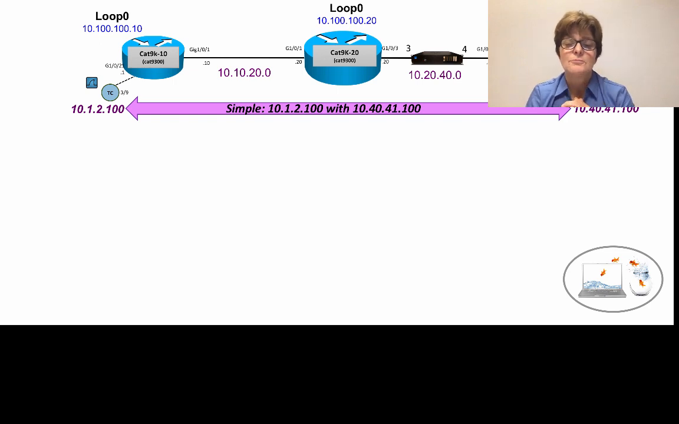If you also notice between Cat9K20 and Cat9K40, I have the Spirent Network Emulator. Cat9K20 goes out gigabit 103, goes into port 3 on the Spirent Network Emulator. Then it does whatever impairment it's supposed to do, and then it goes out of the SNE port number 4, and then up to the Cat9K40 on gigabit 103.